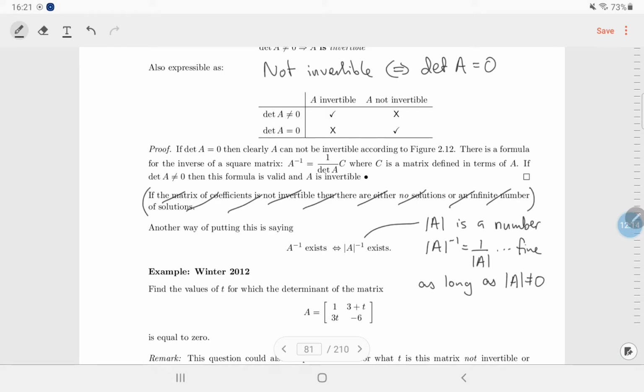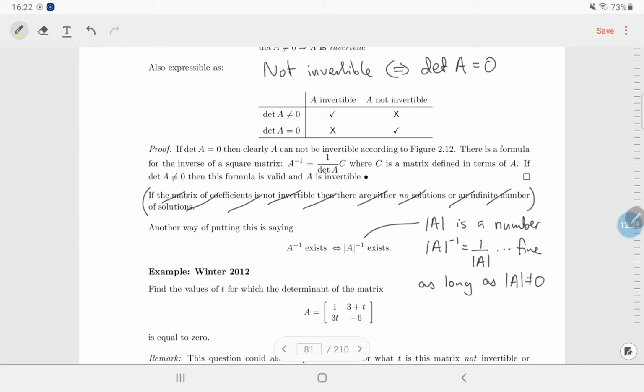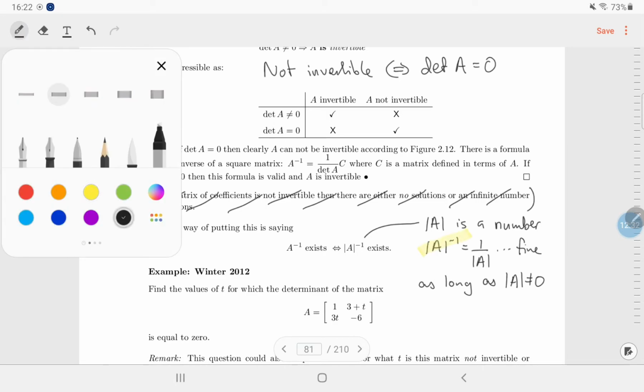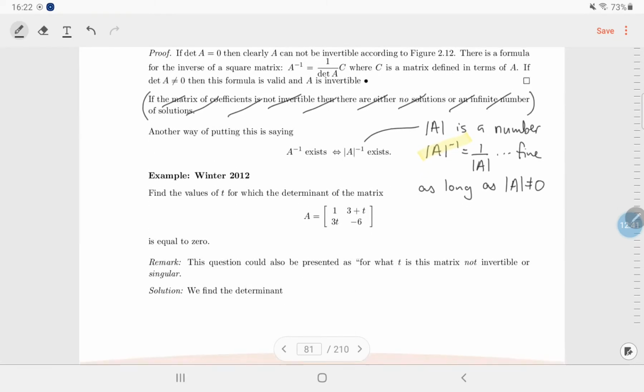If the determinant is equal to 0, then 1 over the determinant, 1 over 0, does not exist. So there are different ways of looking at it, but this is one way: the inverse exists when the inverse of the determinant as a number exists. Okay, so let's do some examples.